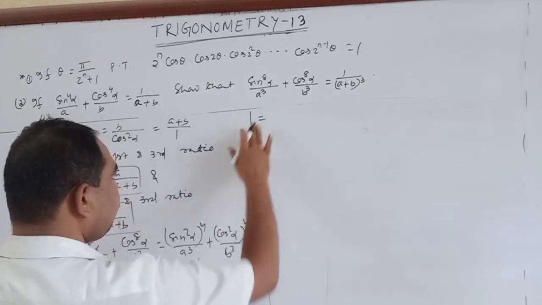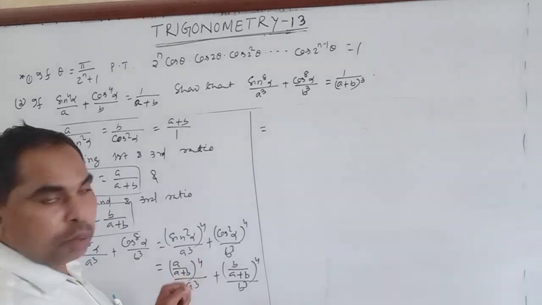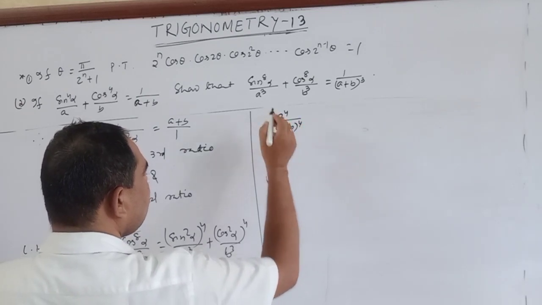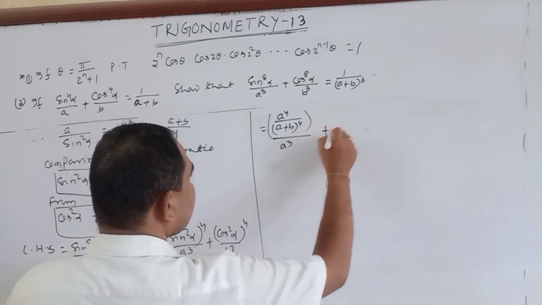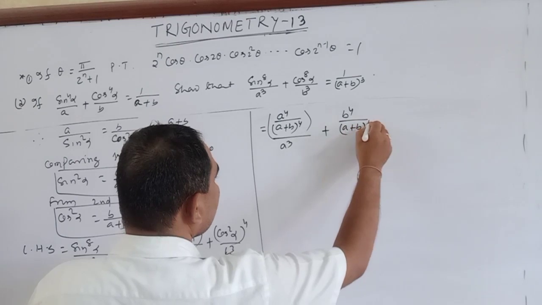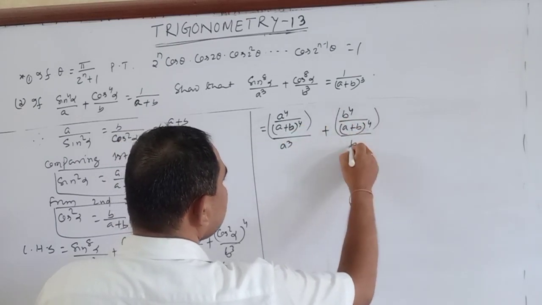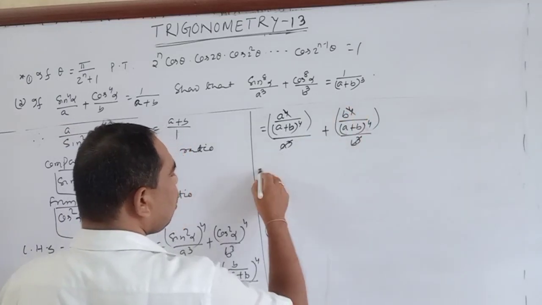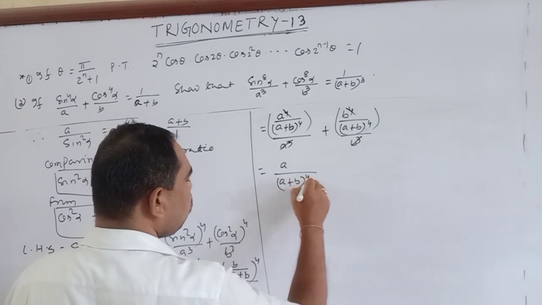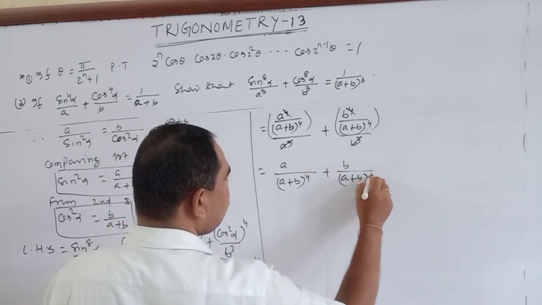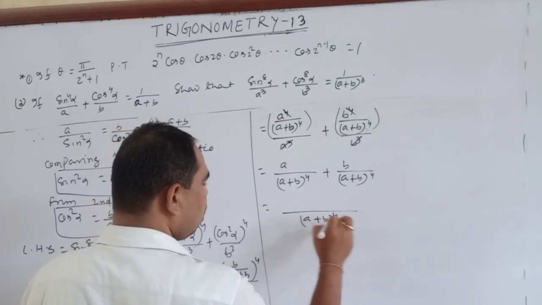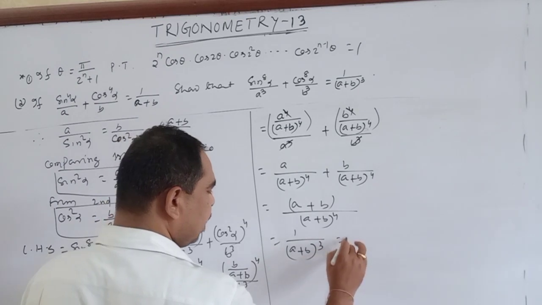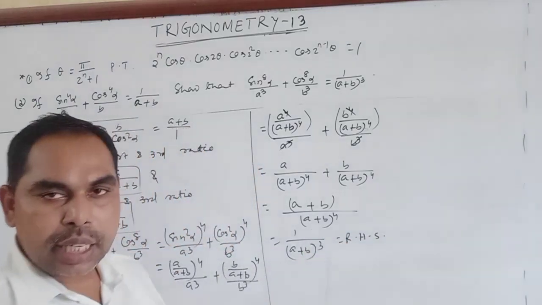So it is equal to a by a plus b power 4, means a fourth by a plus b power 4, divided by a cube, plus b fourth by a plus b power 4 by b cube. So a cube cancels, what remains is a on top; b cube cancels, what remains is a. So a by a plus b power 4 plus b by a plus b power 4. So the LCM is a plus b power 4. a plus b cancels, so it is 1 by a plus b power 3, which is equal to RHS.